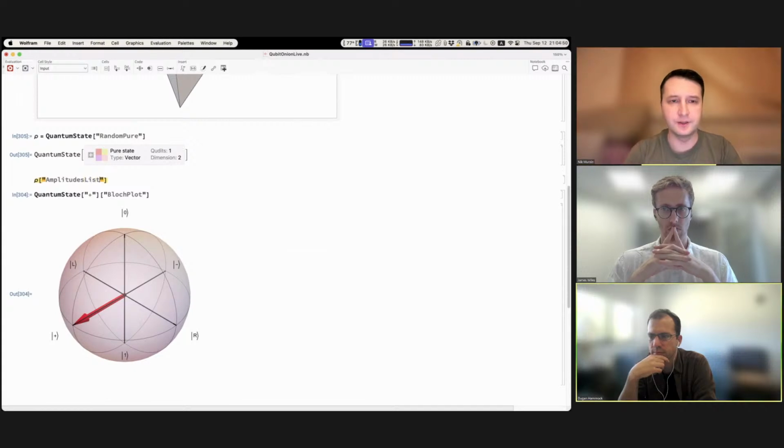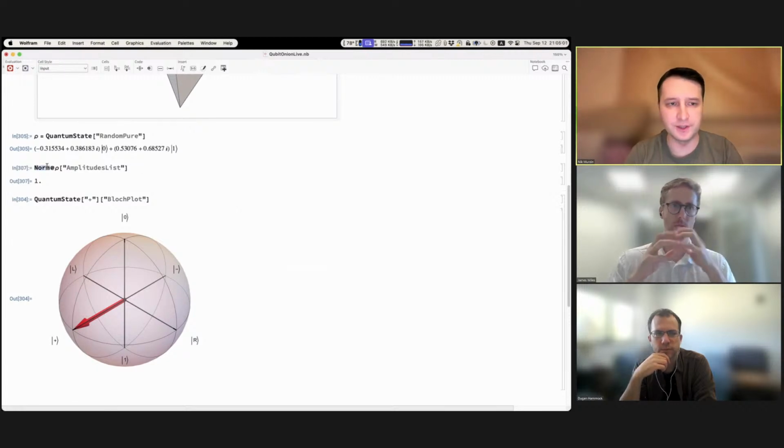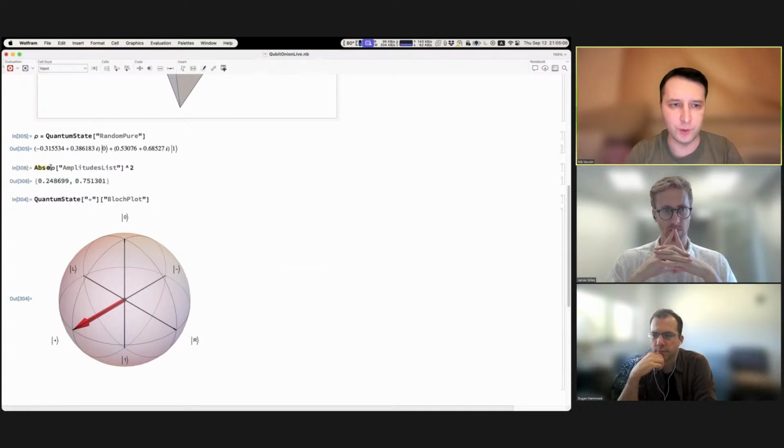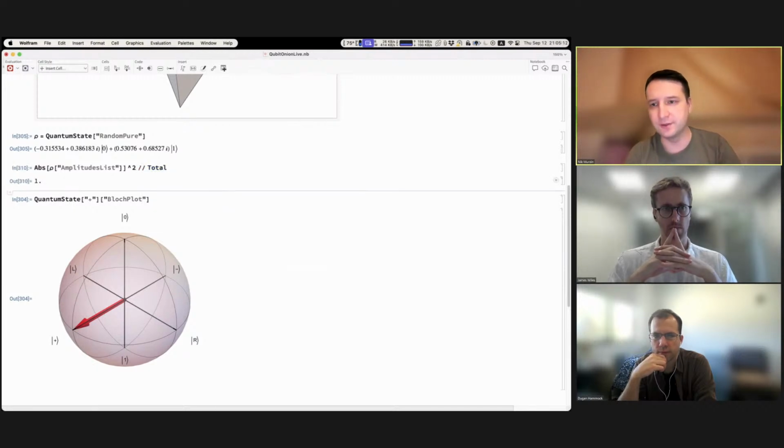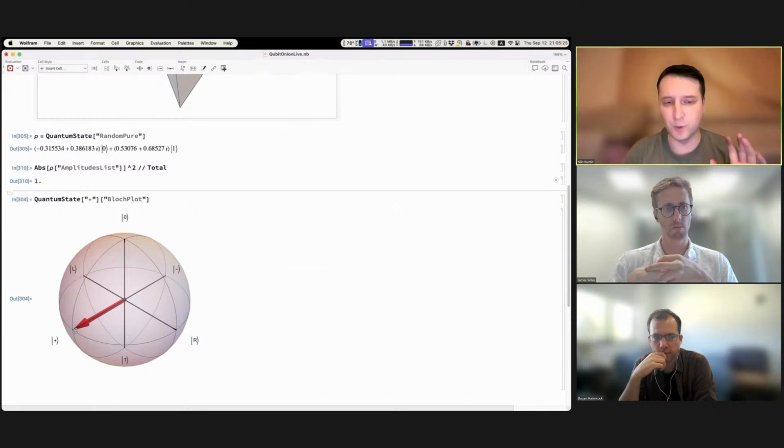Mm-hmm. So the amplitudes are those complex numbers. For a random pure state, if you compute the norm, it's going to be 1. The norm is, as you said, just the absolute value squared, right? And total them. So they are normalized, and those behave like Born probabilities. You square the complex number, right? That basically means that it's a pure state, and its arrow or Bloch vector is of size 1 and points to a point on the sphere, not in the bulk of the sphere.